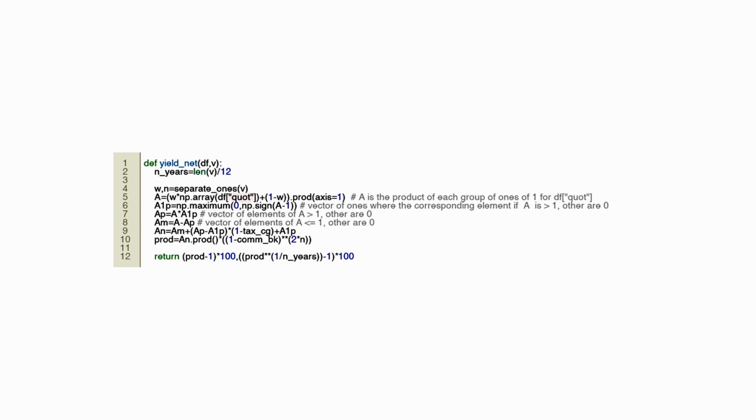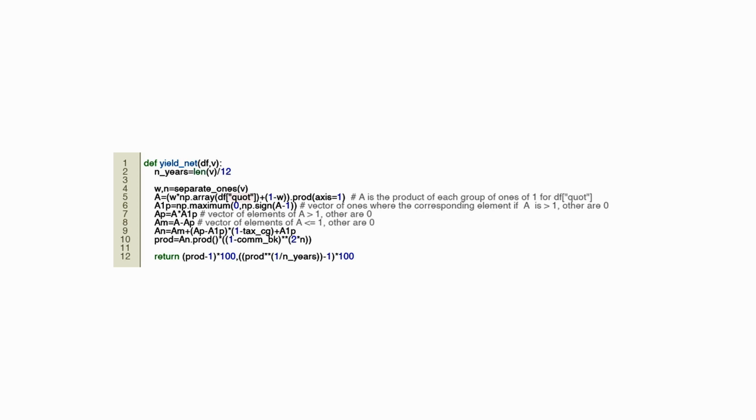Next, the code forms a new list that marks with a 1 where A is more than 1 and 0 otherwise. It uses this list to generate 2 additional lists by adjusting A based on whether its elements are greater or less than 1. It calculates a final list, considering taxes and fees, by a combination of these previous calculations. To finish, the code multiplies all the numbers in the final list and adjusts for the trading commission to find out the increase in value over the entire period.